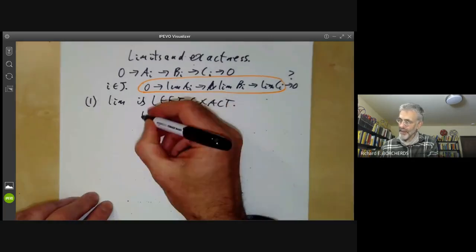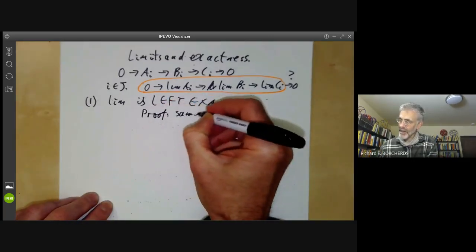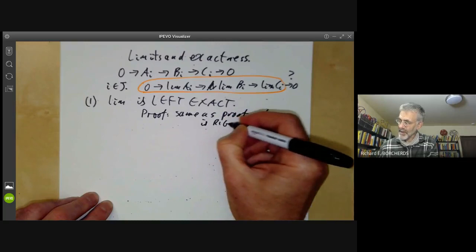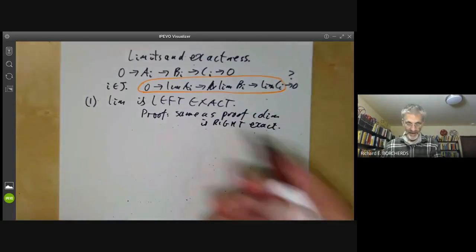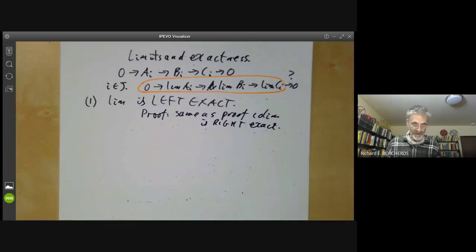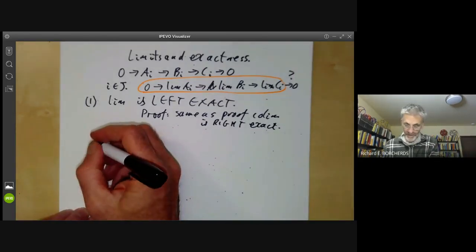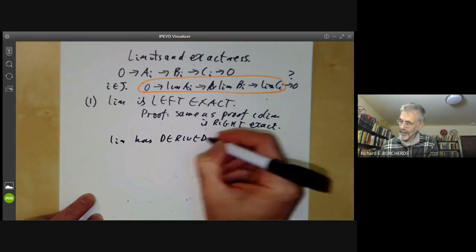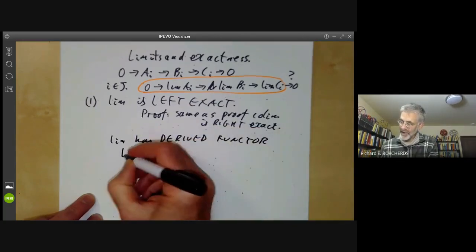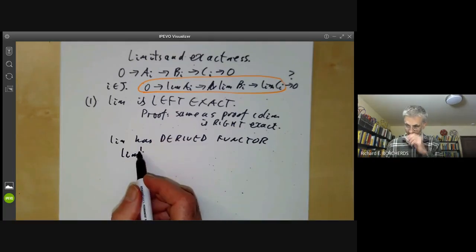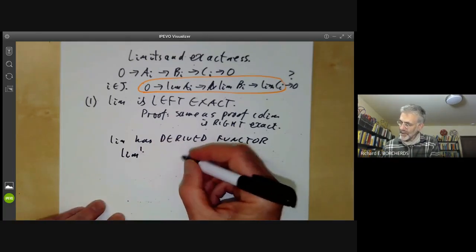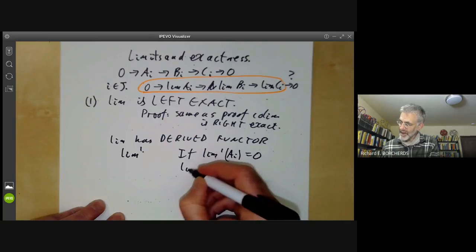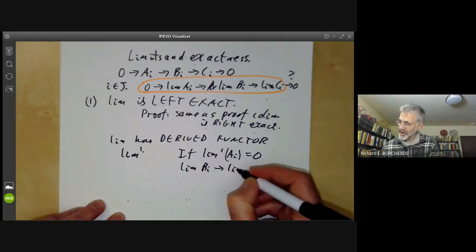The proof of this is the same as the proof that the co-limit functor is right exact, except that you change the direction of all arrows. I gave two proofs of that last time, and I'm not going to go through them again. In particular, lim has a derived functor usually denoted by lim^1, and if lim^1 of the A_i is 0, then the limit of the B_i maps onto the limit of the C_i.